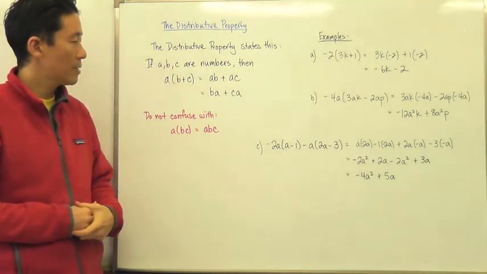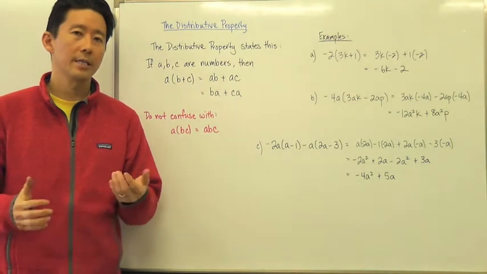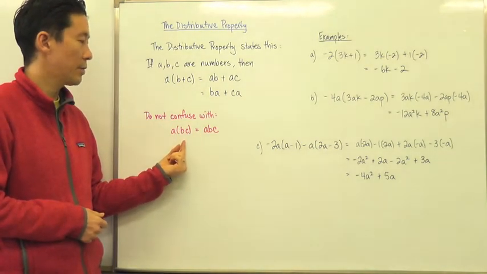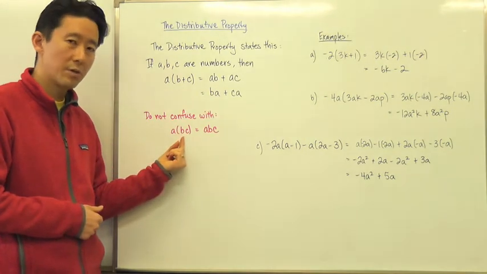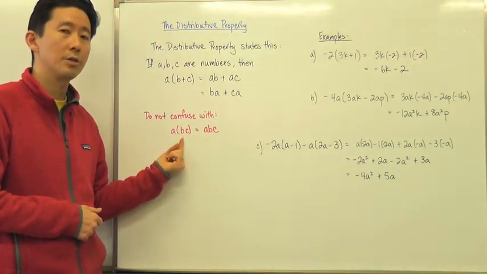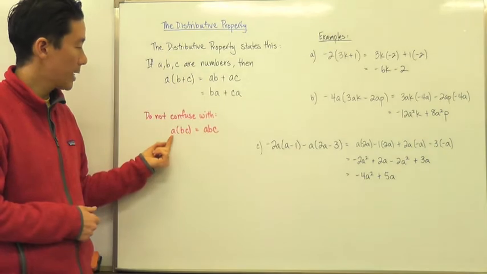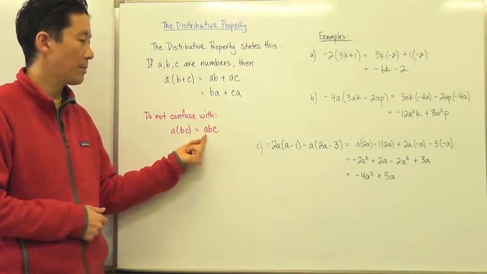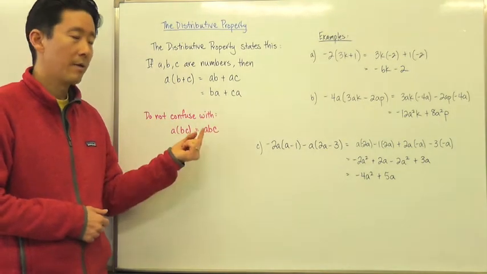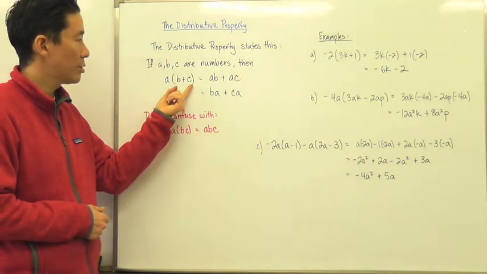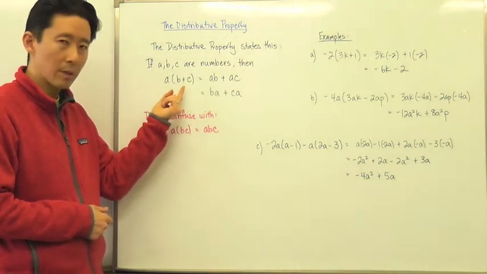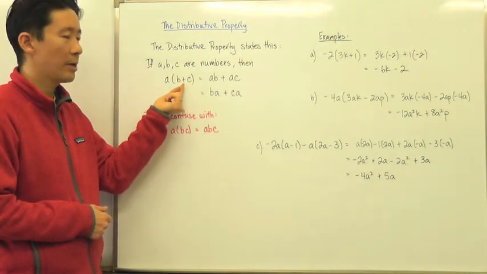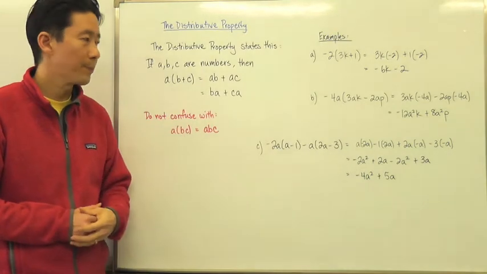Now the one thing that we need to be very, very careful with, and I see this often, is that you don't want to confuse this with this particular situation and think that you need to use the distributive property here, because you should not. This says A times the quantity BC. Well, that's just the same thing as ABC. Remember that the only time that the distributive property is applicable is when the quantity has two terms that are either added or subtracted from each other.